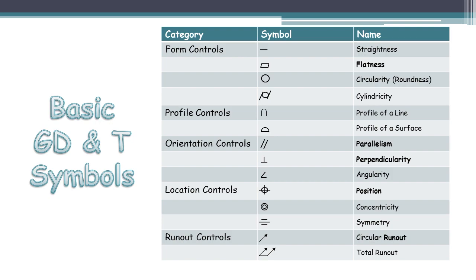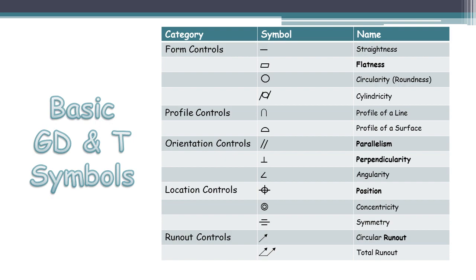Next we'll see profile control. It controls complex shapes: profile of a line and profile of a surface. Profile of a line gives the accuracy of an irregular shape. Profile of a surface gives the accuracy of an irregular surface. Here if you see, only the shape and surface is the difference. It is used for curves, irregular shapes and complex geometry.